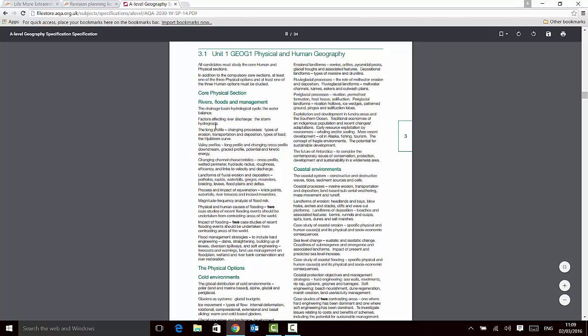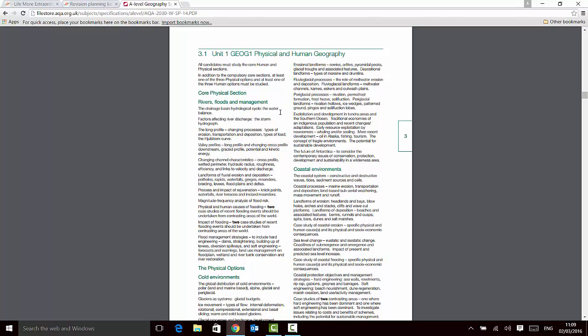These are traffic light systems, so red, amber, green. Red, I have no idea what this is talking about. Amber, oh, I'm okay with this stuff. And green, I'm really happy with it. And then you really focus on the things colour-coded red in your revision, so that they don't let you down when you take your exam.